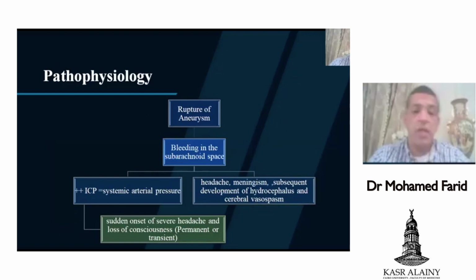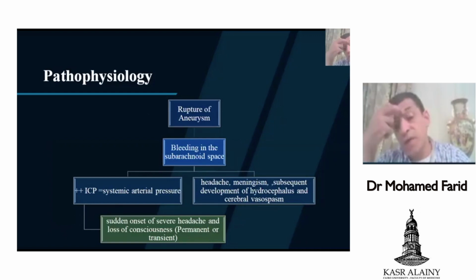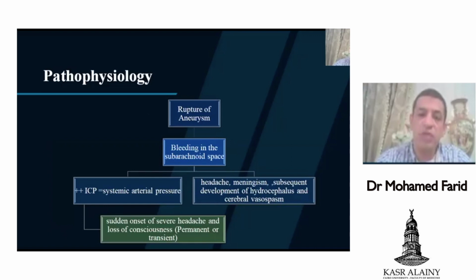Bleeding in the subarachnoid space causes increased ICP, which becomes equal to the systemic arterial pressure, causing sudden onset of severe headache and loss of consciousness. Blood in the subarachnoid space causes headache, meningism, and subsequent development of hydrocephalus and cerebral vasospasm.